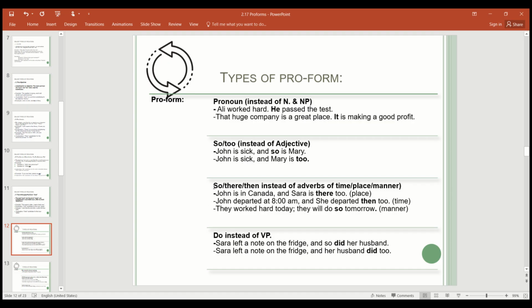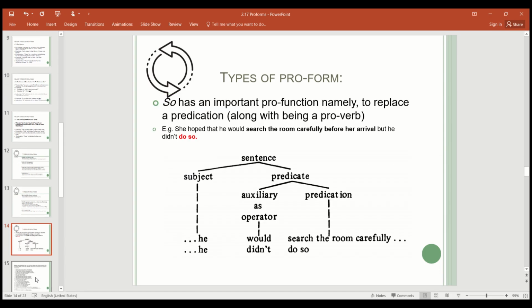I'd like to shed light on this proform as well, which is so. So can also be used to replace adverbs. For example, if you look at the last sentence, they worked hard today, they will do so tomorrow. We have the proform so to substitute the adverb hard. So in this case, the proform so is also possible to replace adverbs. This is just a note for you. Please check the rest of the examples.